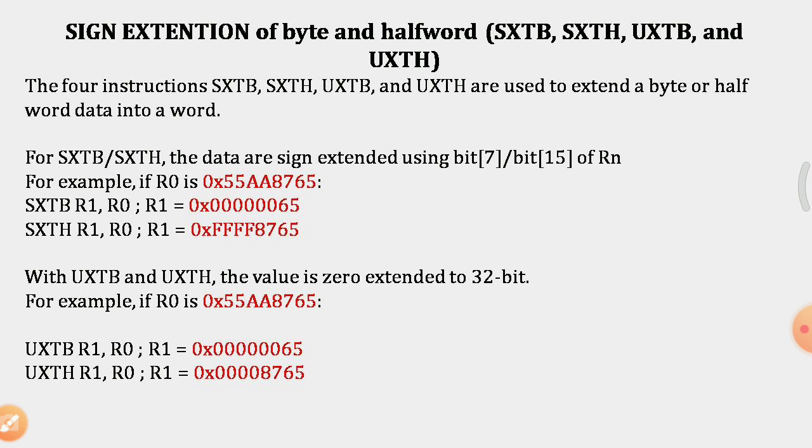Similarly, if you go for UXTB and UXTH, the value is 0 extended to 32-bit. Say for an example, 55AA8765, the same value we are going to take. So it is unsigned. There is no sign extend. So in UXTB R1, R0, R1 will be loaded with 00000065. That is, the zeros are going to be extended in the upper bytes. In the UXTH, the zeros are extended in the upper half word.